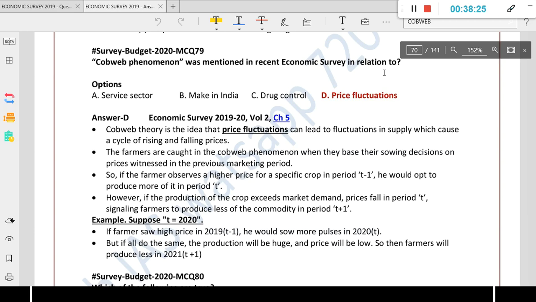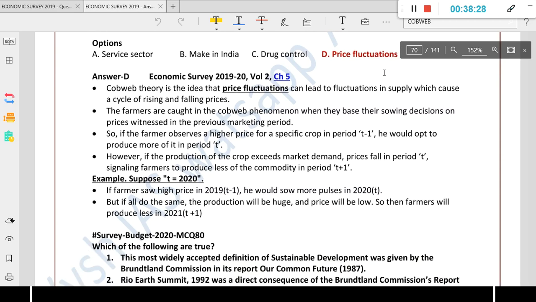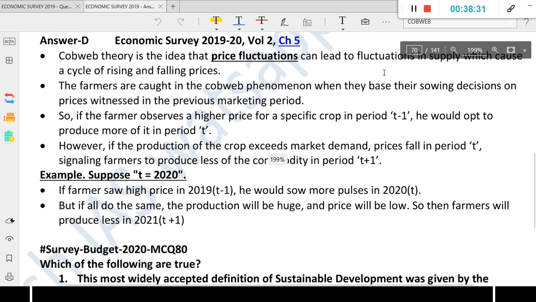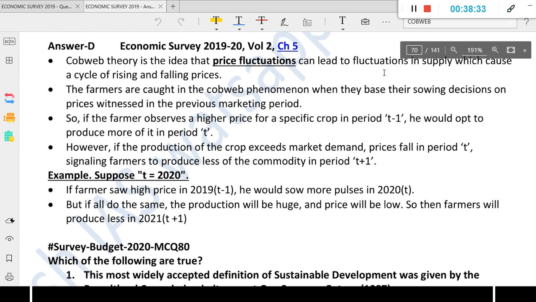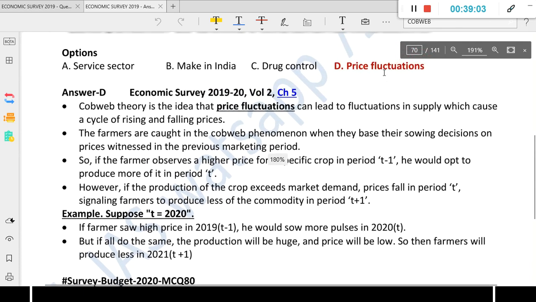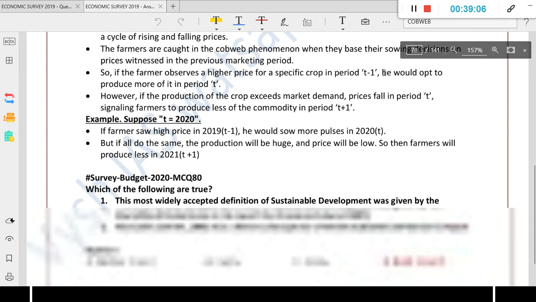So that theory and example I have given here, like T+1 and T. Example, T equal to 2020. If a farmer saw a higher price in 2019, that is T-1, he would sow more pulses. Everybody does the same, production will be huge and the price will be low. So in the next year, T+1, he will produce less. They simply look at the market without any proper understanding or analysis, or they have no other option, because nobody is going to buy their produce. So this price fluctuation theory is called the Cobweb theory. I've mentioned it in a very crisp format, and you can read more stories from the chapter. So this is a very simple question here.